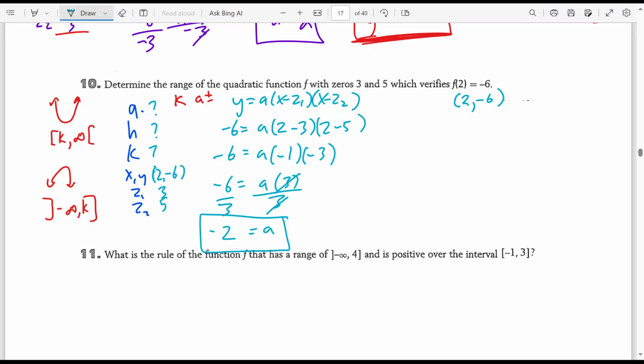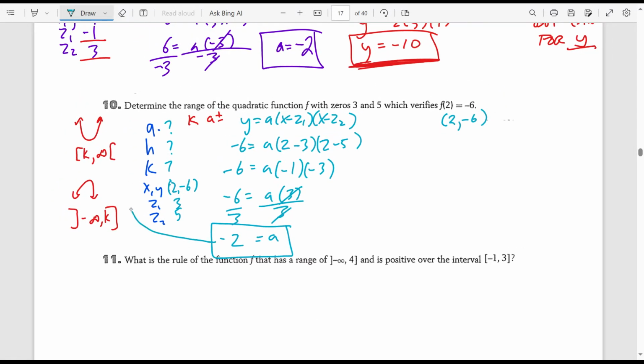I now know that it's facing down because a is negative 2. So this is the one I'm going to choose, not that one. When I get my final answer for k, I know that my range is going to look like that guy right there, because it's facing down. Once I get that, I've got to find out what k is. How do I find that? You do z1 plus z2 divided by 2.